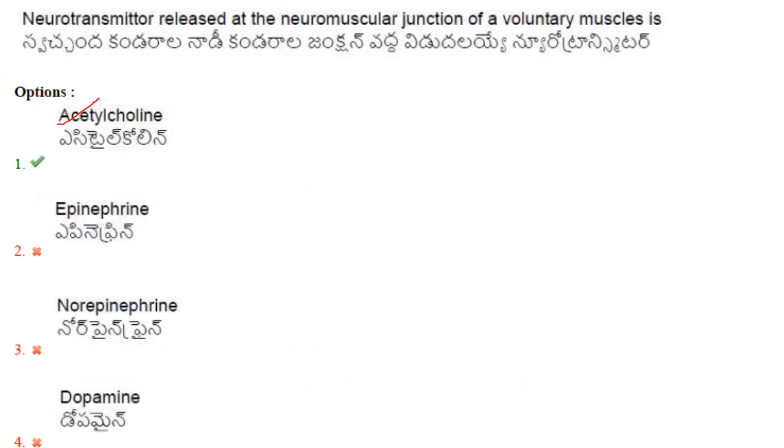Then next one. Neurotransmitter released at the neuromuscular junction of a voluntary muscle is. Now what is voluntary muscle? A muscle whose action is normally controlled by the individual's will is called a voluntary muscle. And the neurotransmitter released at the neuromuscular junction of voluntary muscle is acetylcholine.